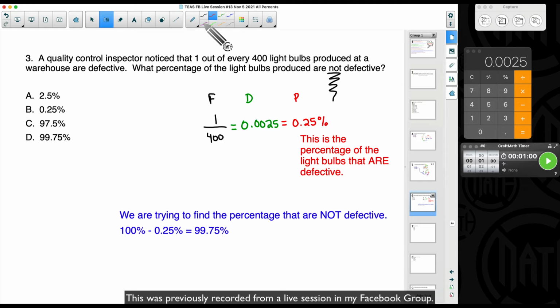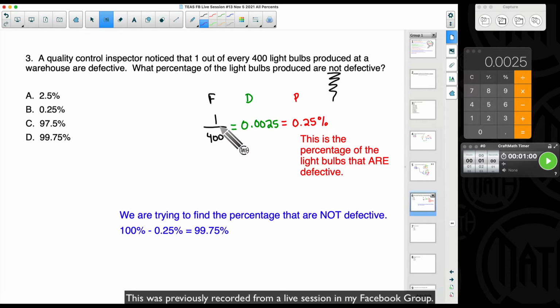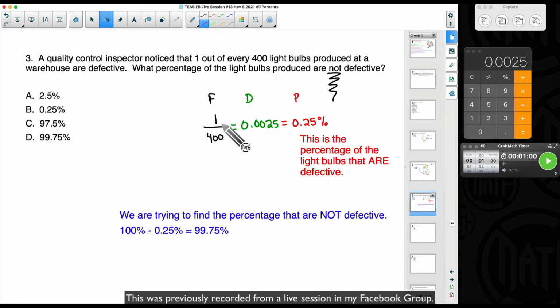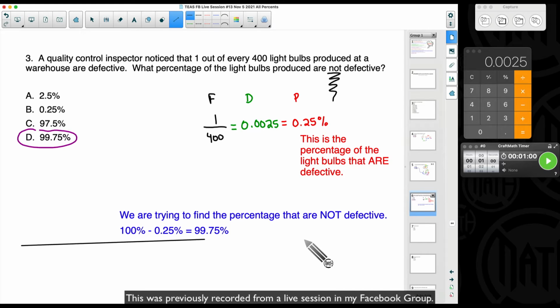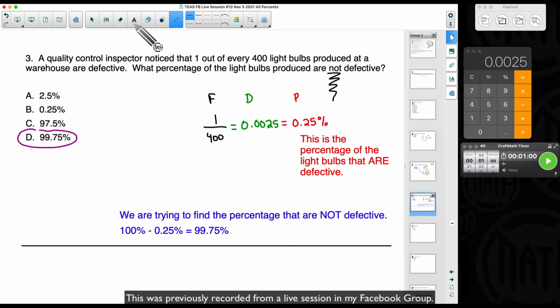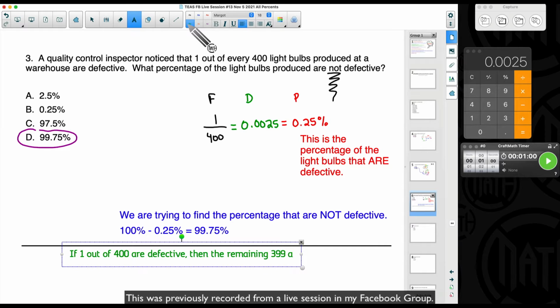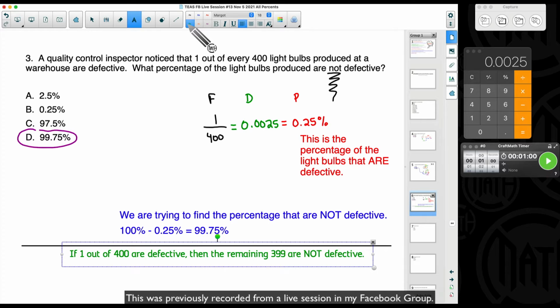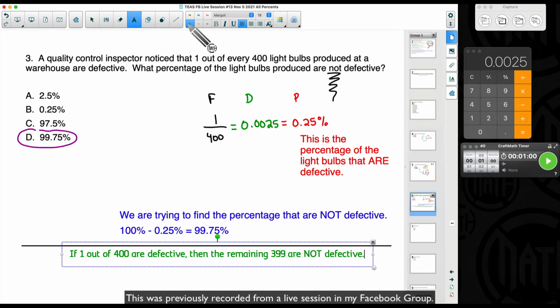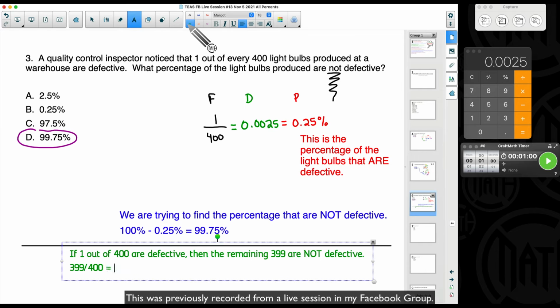Yes, you can use a proportion here. I'm trying to really stick in this FDP, converting between fractions, decimals, and percents. But D is correct. And let me show you another approach before we jump into the next problem. So, if 1 out of 400 are defective, then the remaining 399 are not defective. 1 out of 400 are messed up. The other 399 are not messed up. So let's write that as a fraction. 399 out of 400. Let's divide that to get a decimal.